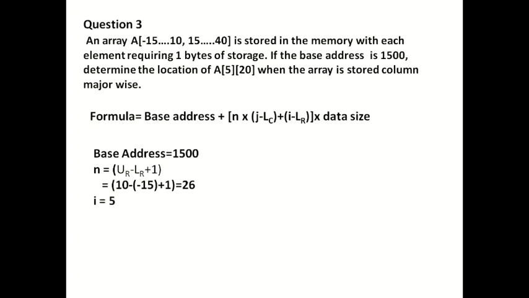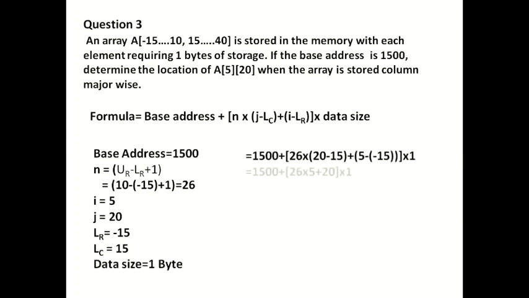So I is 5 because we are looking for the address of A[5][20]. The value of J is 20. Then the lower limit of the row is -15 and the lower limit of the column is 15. Then the data size is 1 byte. If we put all these values and solve the expression, the final answer is going to be 1650. So I hope that with the help of these three questions, you are now in a position to solve any problem based on memory address.